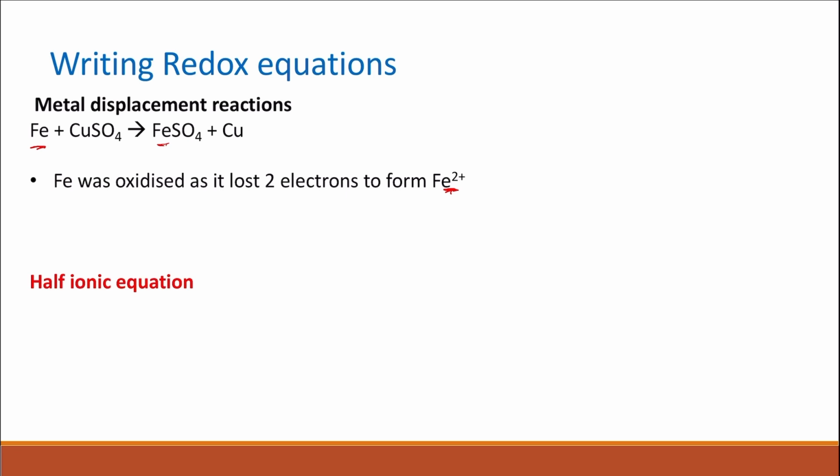And we can write the half ionic equation for that. The half ionic equation is this equation that will show the movement of the electrons. So the iron will lose 2 electrons to give you iron 2 plus. Don't forget to write the electrons on the right-hand side because it lost the electrons. This is oxidation, because oxidation is loss of electrons. So the half ionic equation is this equation which shows the oxidation separately from the reduction. Iron here will be the reducing agent because it was oxidized, because it lost electrons.